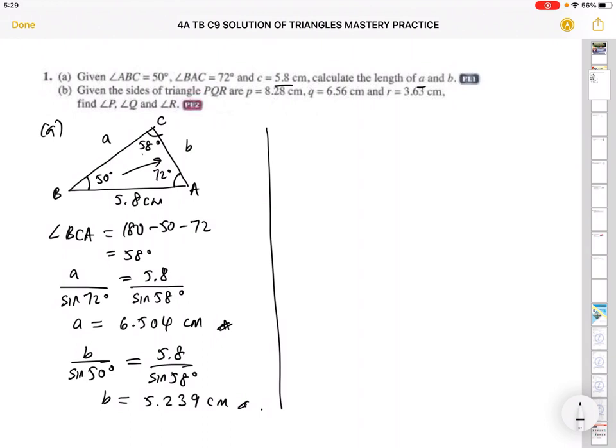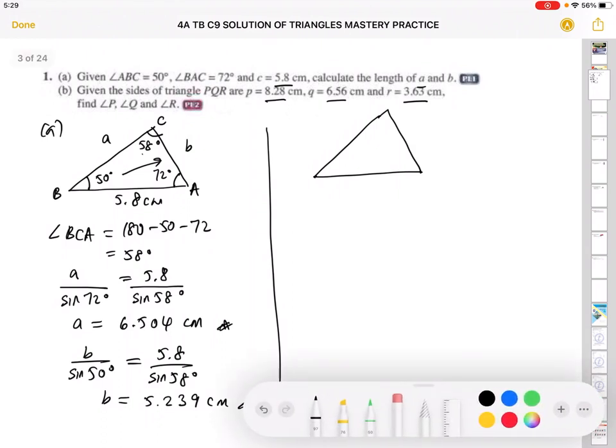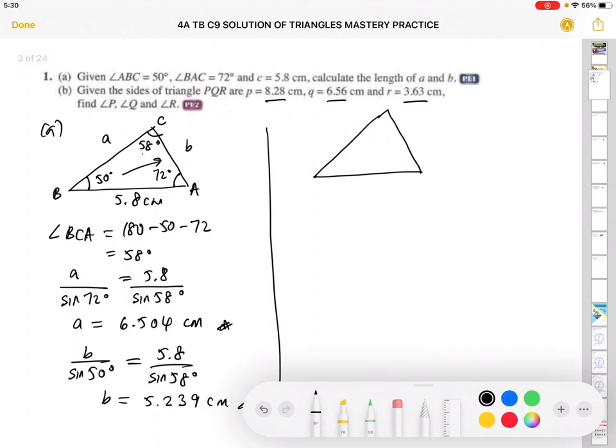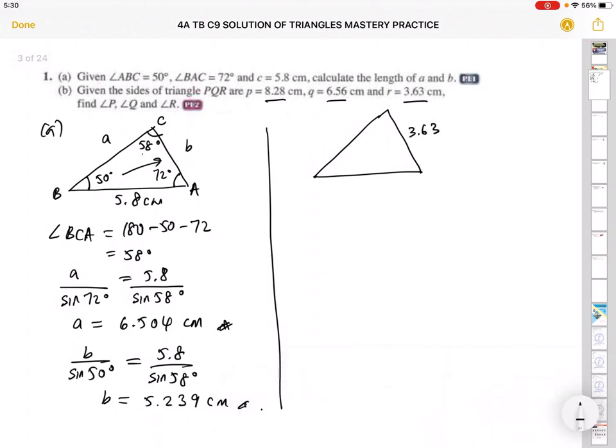Now part B, again, I'm going to draw out the same triangle, something like this, with three different lengths. If you look at the three side lengths given here, we have 8.28, 6.56, and 3.63. So 3.63 is the shortest. The opposite angle should be R, because this is the length of side R. The opposite angle, capital R, should be on the opposite side. Next, which one looks shorter? 6.56 here. This will be Q. And the third one will be 8.28, which looks the longest.